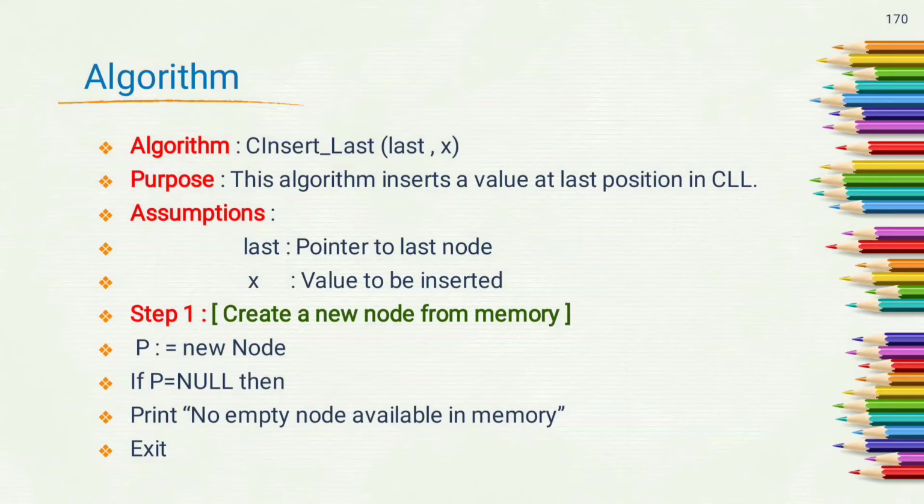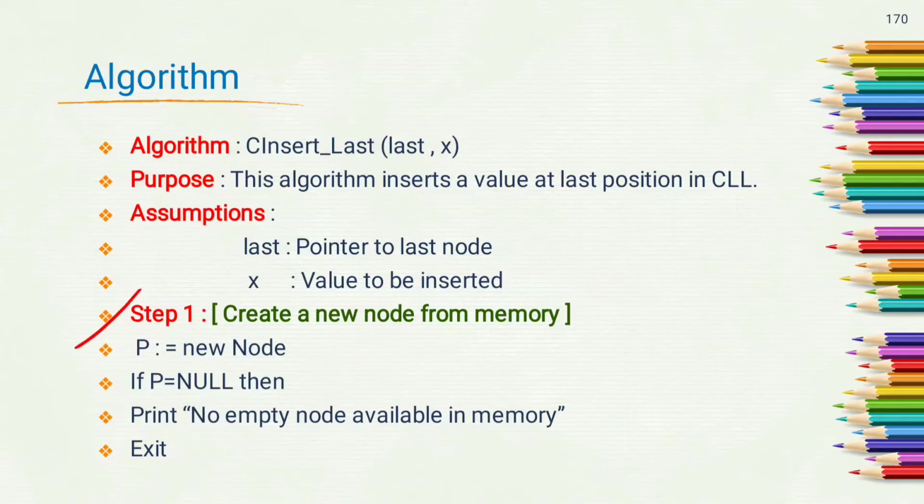Now we have to write the algorithm. For that we have to write algorithm colon, name of algorithm is C insert underscore last, that means we are inserting a node at last position in circular singly linked list. We require 2 parameters, last and x. Purpose of this algorithm is, this algorithm inserts a value at last position in circular linked list. Assumptions are last is pointed to last node and x is value to be inserted.